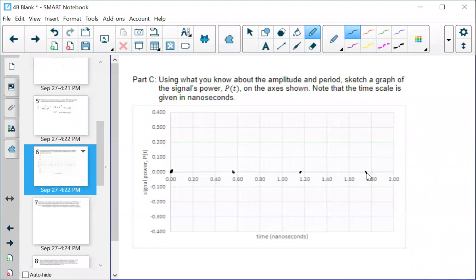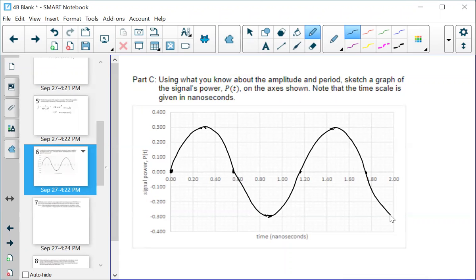So between the first 2 points, we're going to go up to 0.3. And then between the second and third, we're going to go down to negative 0.3. And let's see, right about there. And then just continuing this across like this. And I'm going to connect this with a smooth curve here. There we go.